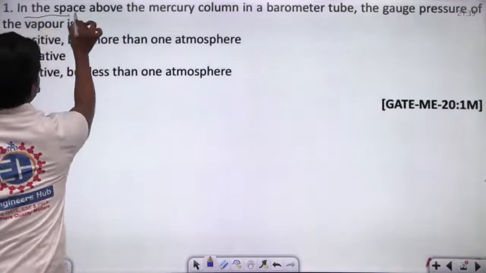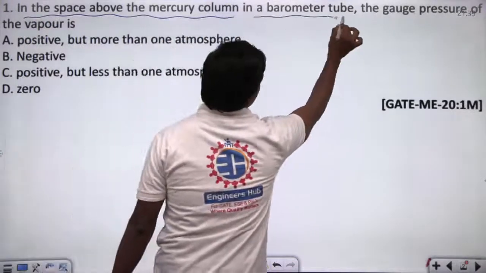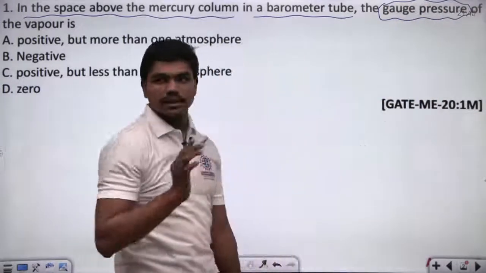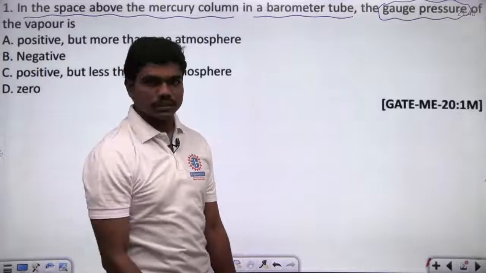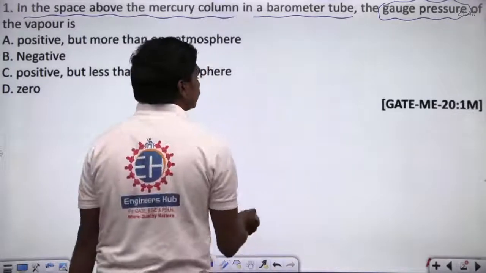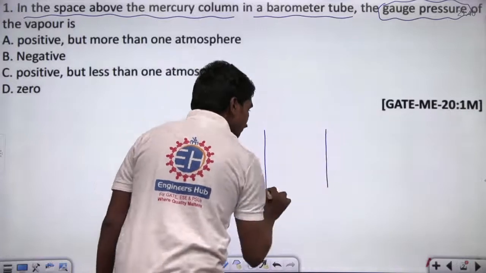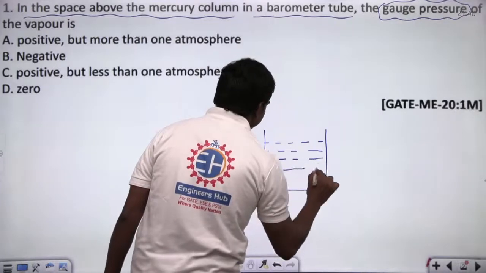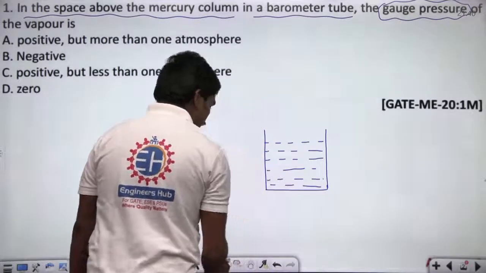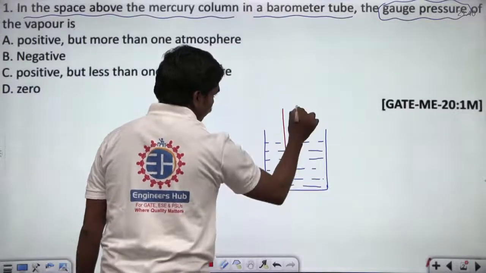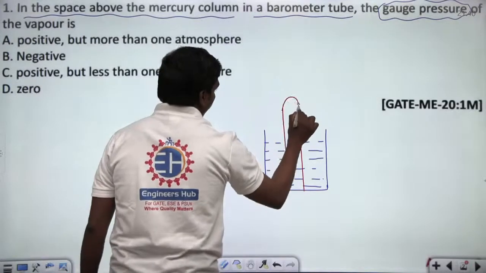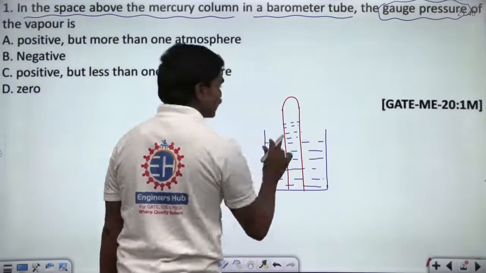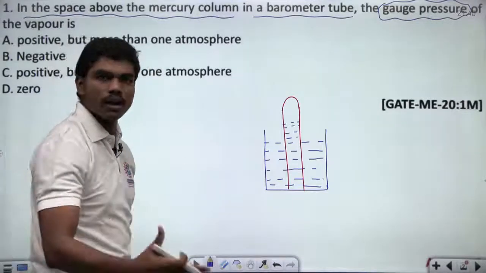In the space above the mercury column in a barometer tube, the gauge pressure of the vapor... He is asking about the gauge pressure of the vapor. So what are gauge pressures? Gauge pressures are the pressures measured relative to the local atmospheric pressure, correct? If you take a barometer, as I gave you initially when I was taking the course, if this is some mercury and you invert a glass tube in this, then the mercury rises to a certain height in the glass tube, and this height is found to be 76 centimeters of Hg under normal atmospheric conditions.